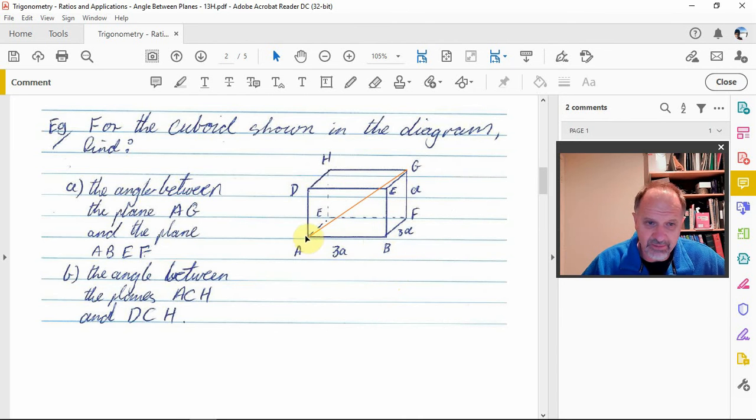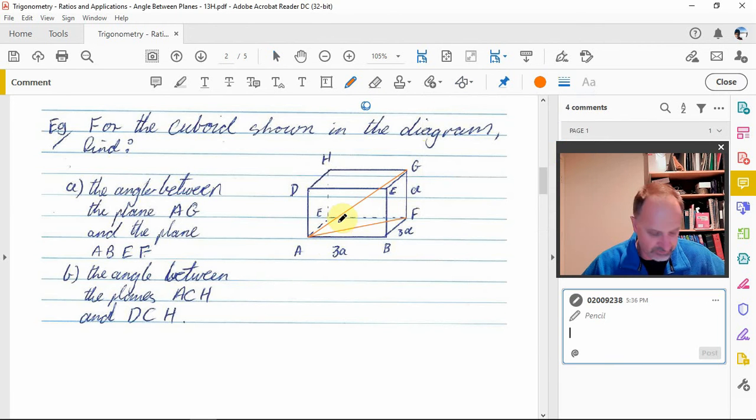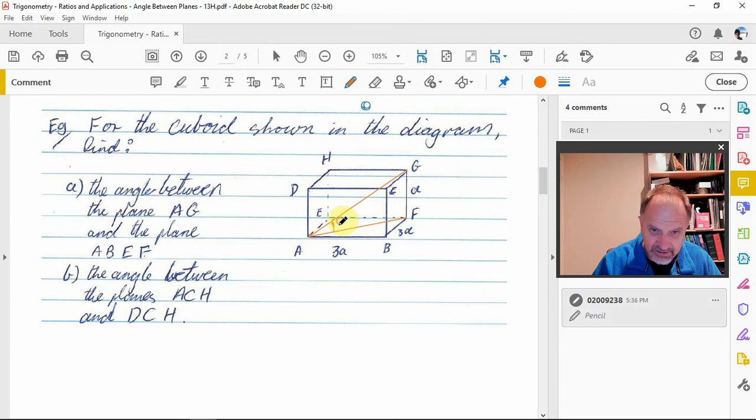So to find the angle, and the other plane it's talking about, ABEF, is the base here, of course. So what we do is we drop this straight down to the base, and then we need to join up this point F back to point A. And then the angle that we're referring to is this angle in here, and so that's theta.